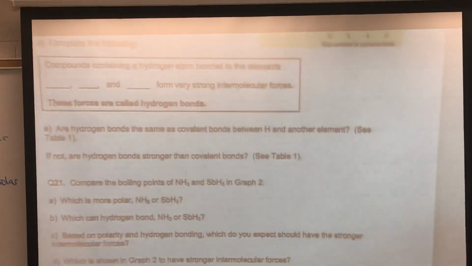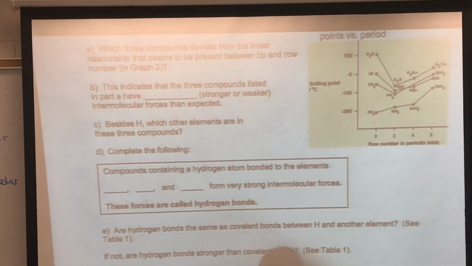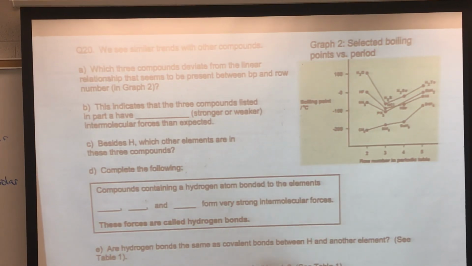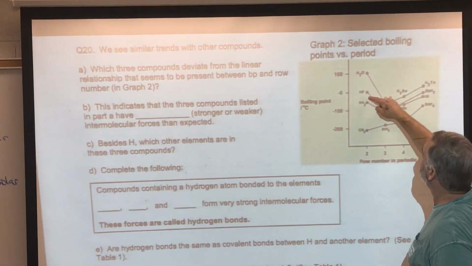All right, we're zooming. Okay, here's the same version of that graph, just a little bit more complicated. So which three compounds deviate from the linear relationship? Well, it's the H2O, the HF, and the NH3.